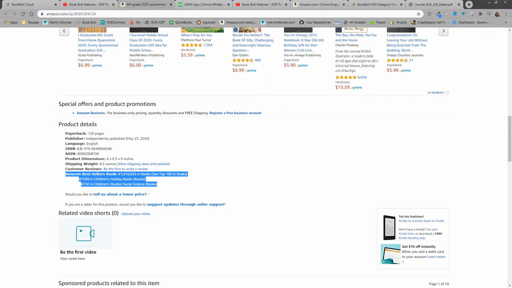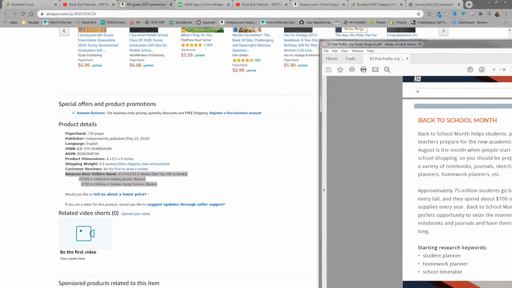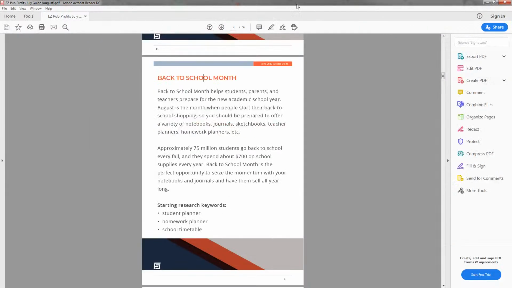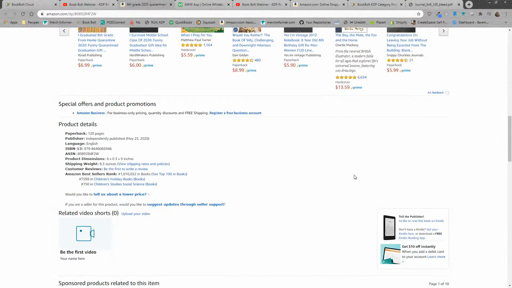What we've done so far is we've determined, yes, people are buying in the school niche. No surprise, right? But we looked at what is actually out there. So here's the PDF, the EasyPub Profits PDF. Here are some starting keywords to get started. These aren't keywords that you should target right off the bat. They're keywords that we can use to find some low content books. So let's start with student planner. That's a really good one.